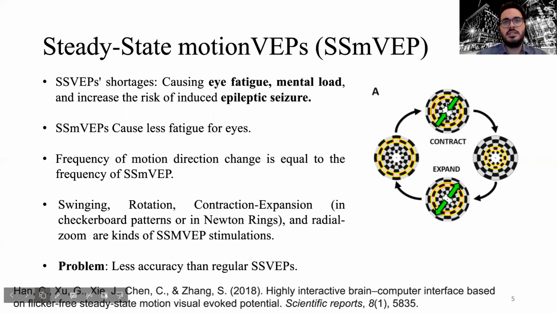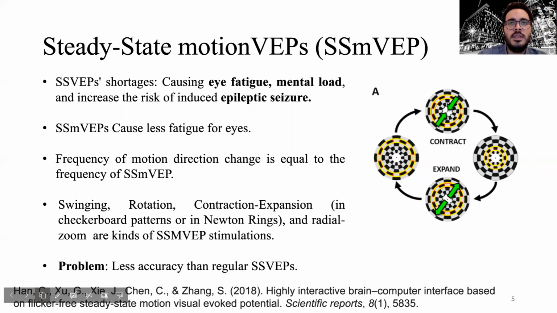For example, in the contraction-expansion of checkerboard patterns like figure A, each ring switches the colors of its black and white boards, and all the rings do this action respectively in such a way that the subject imagines that the image is contracting and expanding, which means the movement starts from the center of the image and goes to the border. We call this state expansion. And then it comes back to the center, and we call it contraction. The frequency of motion direction change is equal to the frequency of SSMVEP. Swinging, rotation, contraction, expansion, Newton rings, and radial zoom are kinds of SSMVEP stimulation.